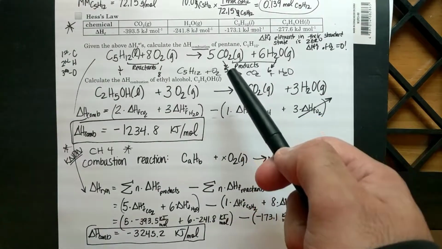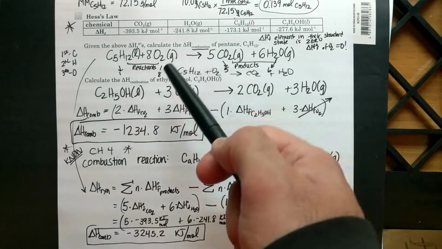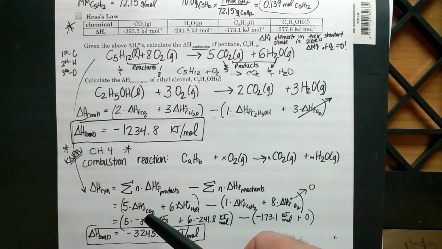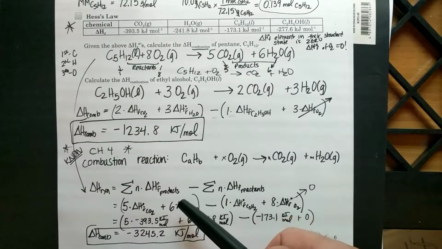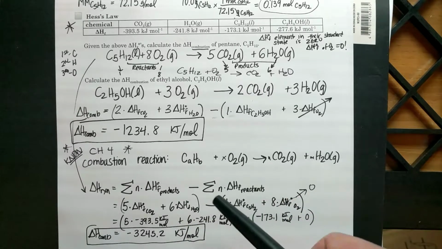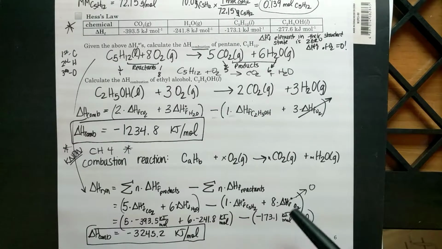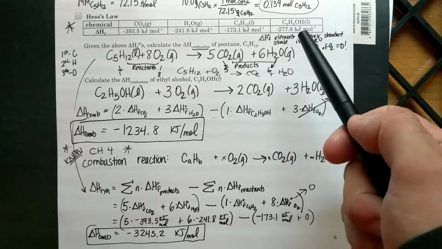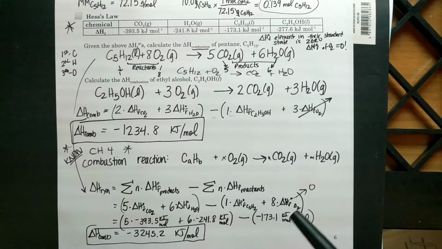So here are my products. There's 5 CO2s and 6 H2Os. Here are my reactants. There's 1 C5H12 and 8 O2s. So I have to do 5 times the delta H of formation of CO2, 6 times the delta H of formation of H2O, minus 1 times the delta H of formation of C5H12 plus 8 times the delta H of formation of O2. And then I made a note here that the delta H of formation of elements in their standard state is equal to 0. Therefore, the delta H of formation of O2, which is an element in standard state, is 0. So I just made a note there.